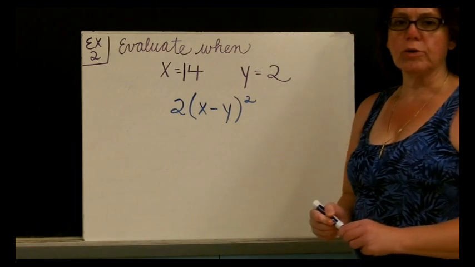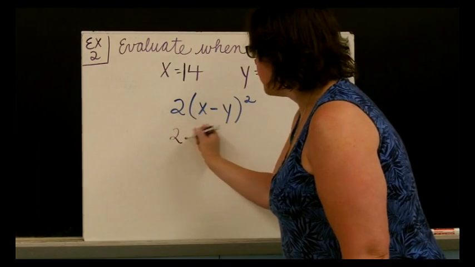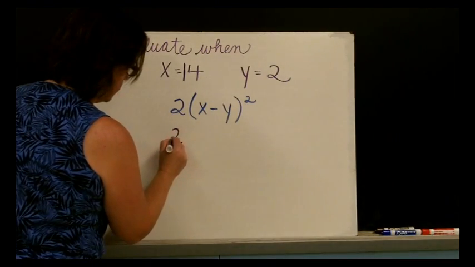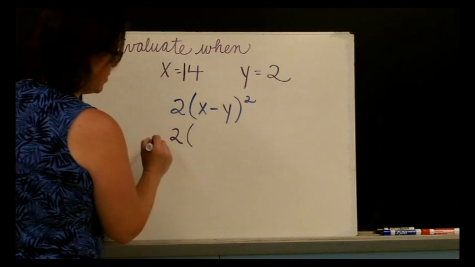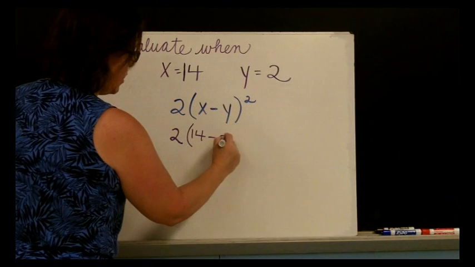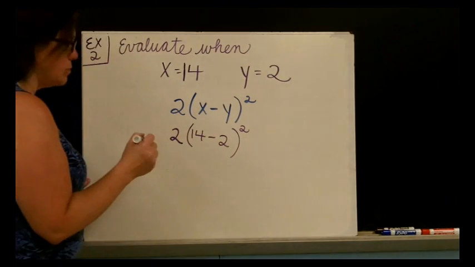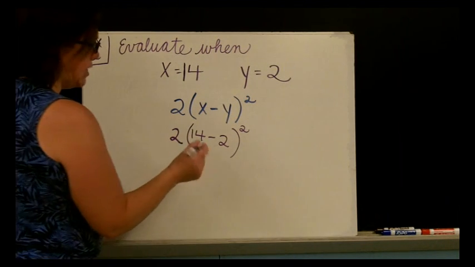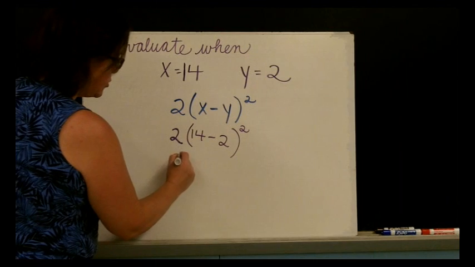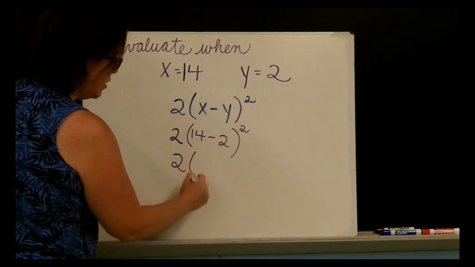Now the first thing that we're going to do, as I said, is substitute. So we will rewrite our 2. We open our parentheses. Our x is 14. Our y is 2. And then we have this exponent. PEMDAS dictates that we go to our parentheses first. So this 2 stays exactly the same for right now. I'm just going to bring it down.